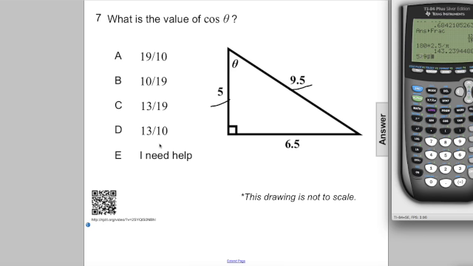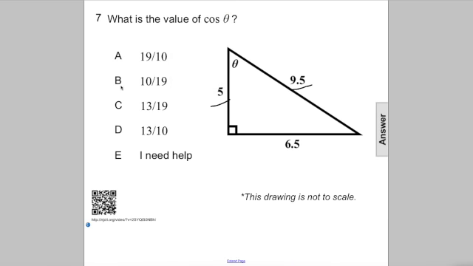5 divided by 9.5 gives us our ratio of 0.526, but you don't see that there because it's in decimal form. This calculator has the ability to convert that into a fraction. It just makes it a little bit easier. You go math, enter, enter, and it'll turn it into 10 over 19. So 10 over 19 is our correct answer for this one.